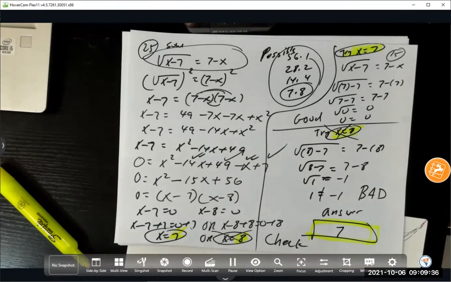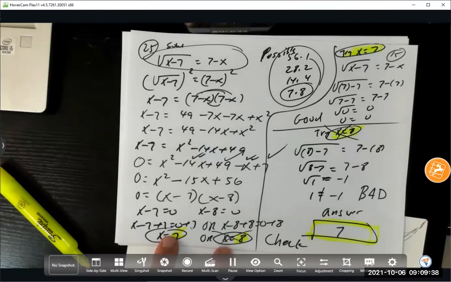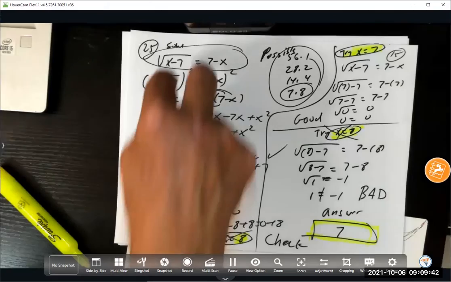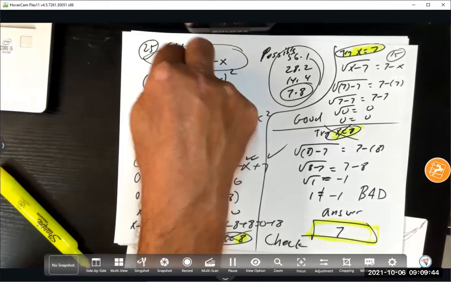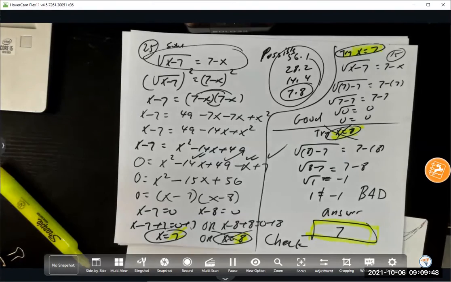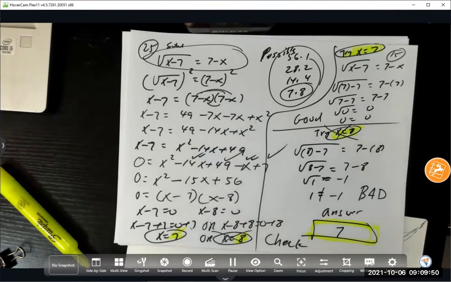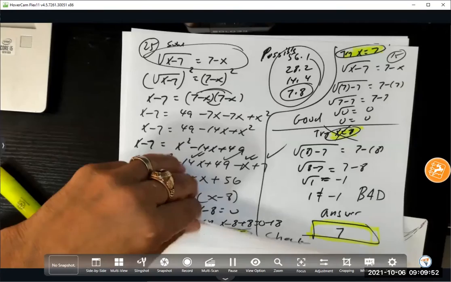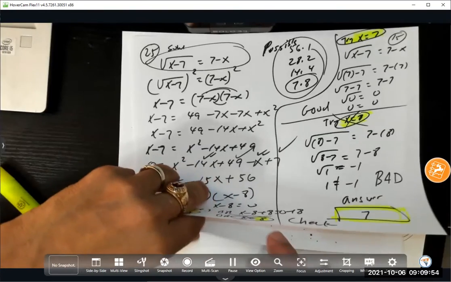Because two answers came out. One was good and one was bad. You try them back in the original problem. Does it work? Yes or no? Work it out. Yes or no? Let me do it again. I'm just gonna change the numbers, okay? Do it one more time. I think it'll be okay.